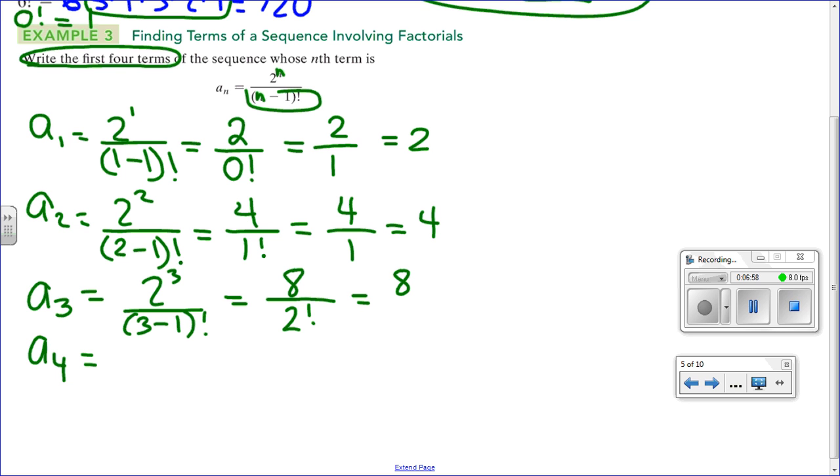Okay, 4. And then I can go to menu. And then in the probability menu, you could find it there. It's the very first one, factorial. And then it will tell you the number.